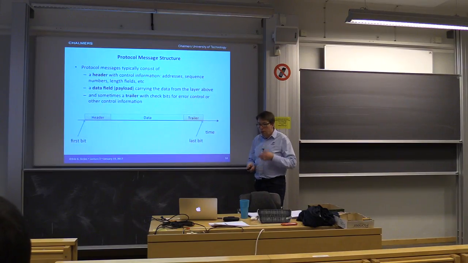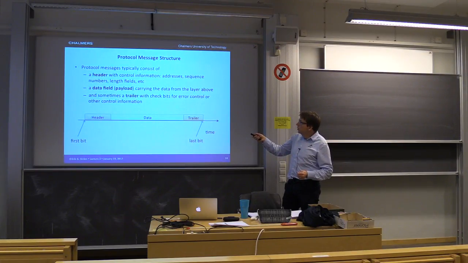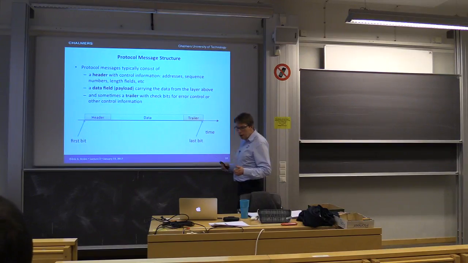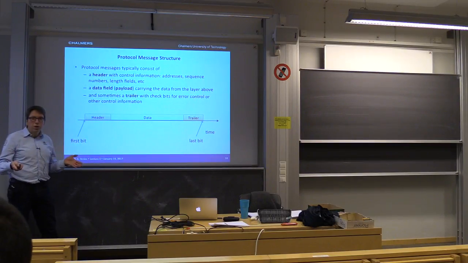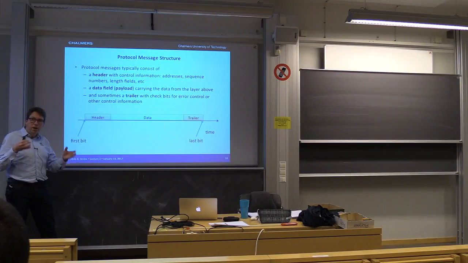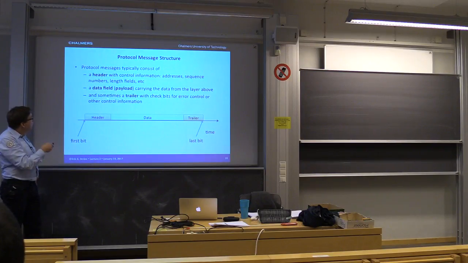How are protocol messages structured? A protocol message typically consists of the following things. It consists of a header, and that header has some type of control information which is useful for the protocol to be executed. But it does not carry the data from the layer above. So if we think that we are in layer N here in this room, we get some data from the layer above, and that data should be transferred. That data is sometimes called the data field or payload. So we get that data from the layer above.